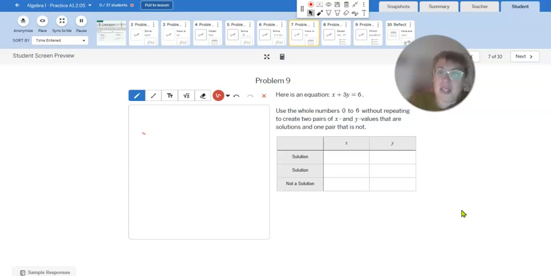So this says, here's an equation, x plus 3y equals 6. And we have 6 empty boxes. And it wants us to use whole numbers 0 through 6 without repeating to create 2 pairs of x and y values that are solutions and 1 pair that is not. So this is like a funky puzzle. We can start.